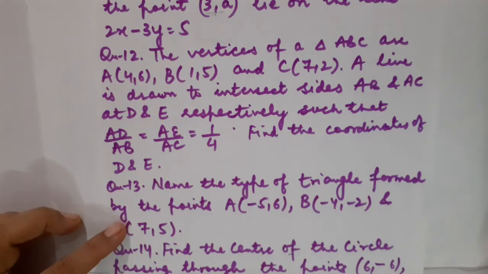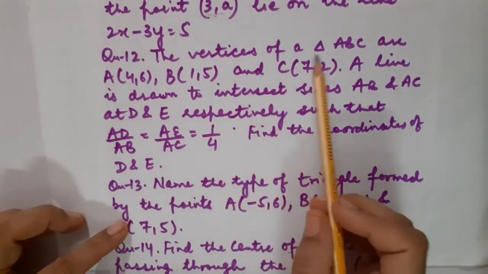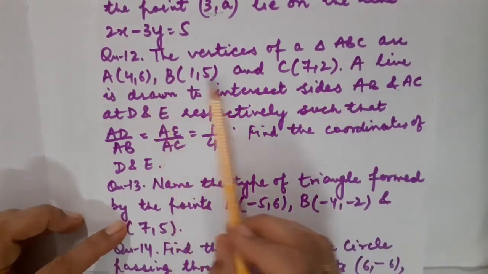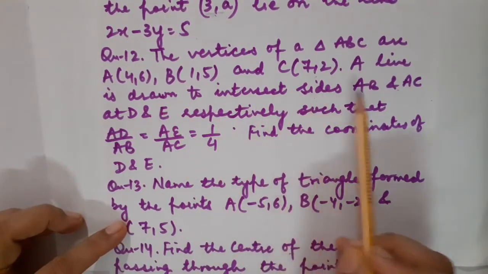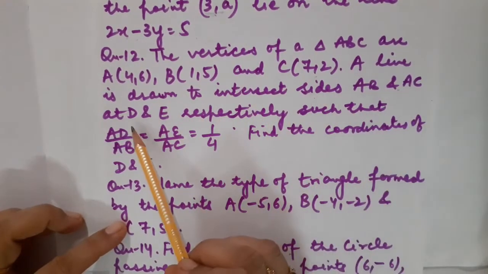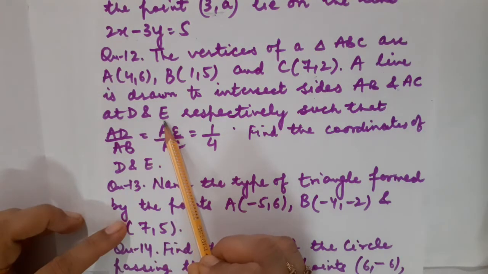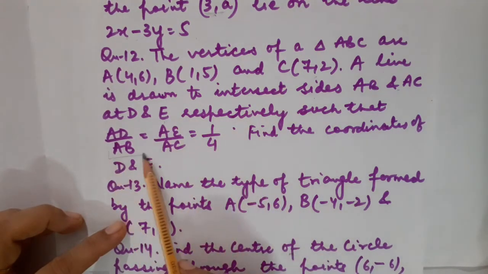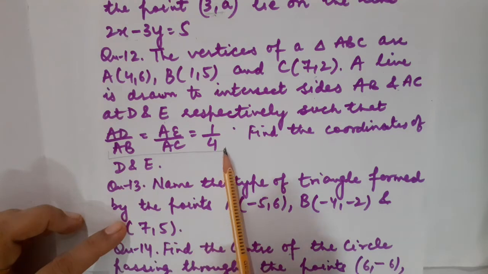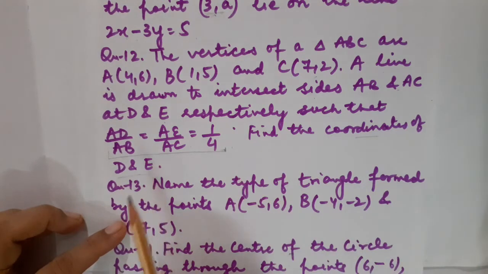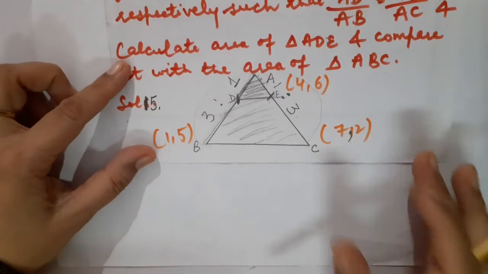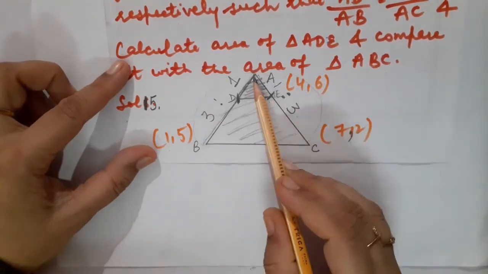Now children, our next question is, the vertices of a triangle ABC are given to us. A line is drawn to intersect the sides AB as well as AC at points D and E, such that AD upon AB is equal to AE upon AC is equal to 1 by 4. And we have to calculate the coordinates of the points D and E. So children, have a look. This is a triangle ABC.